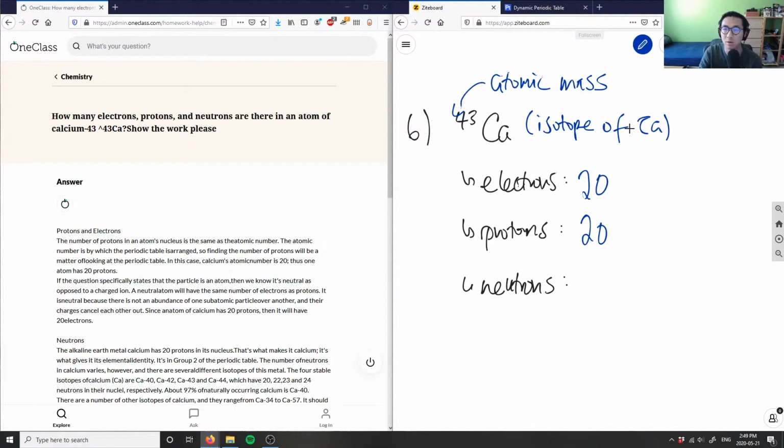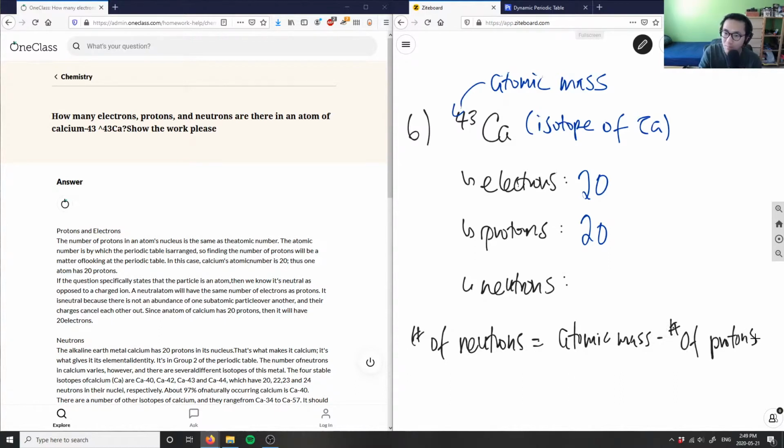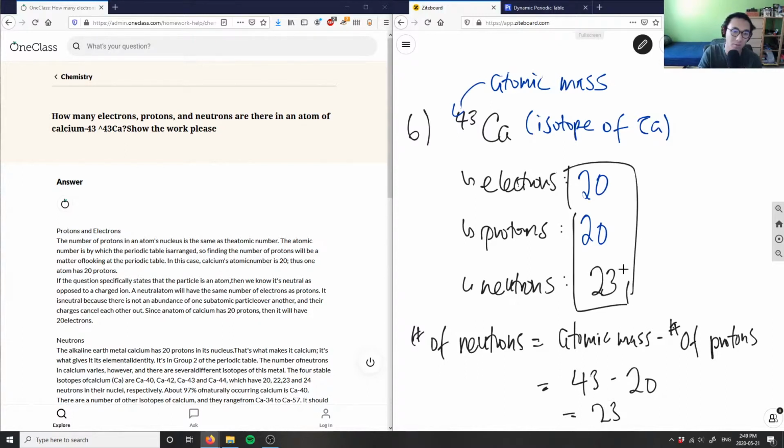But how do I calculate the number of neutrons? Well, I have to use this formula, right? The number of neutrons is going to equal the atomic mass minus the number of protons. So the atomic mass here is 43. I'm going to subtract that by the number of protons, which is simply 20. This will equal 23. So 20, 20, and 23 is my solution.